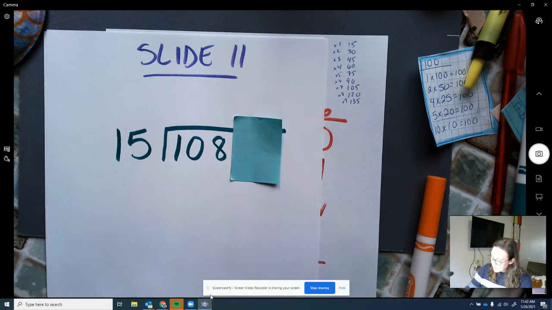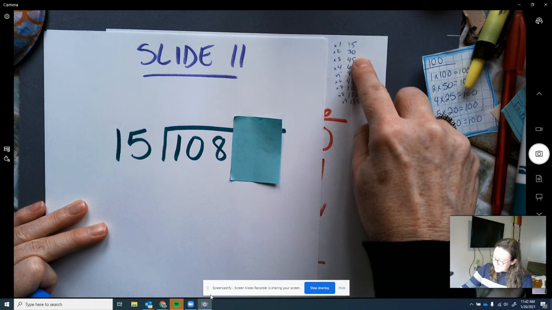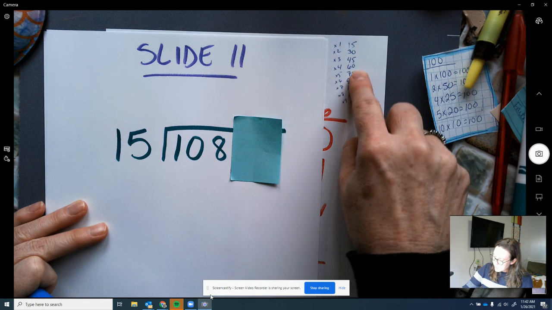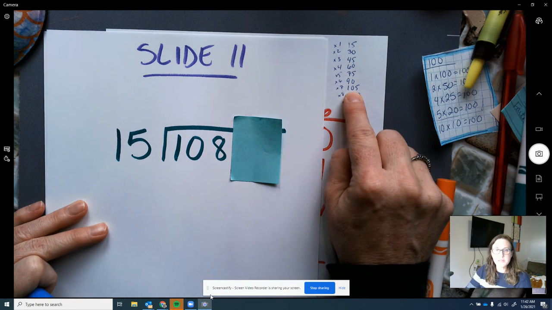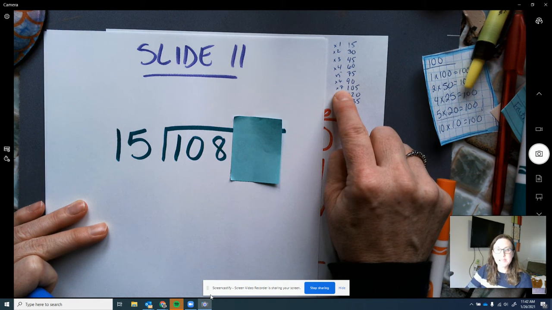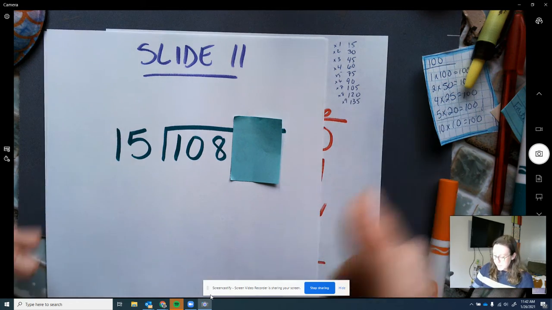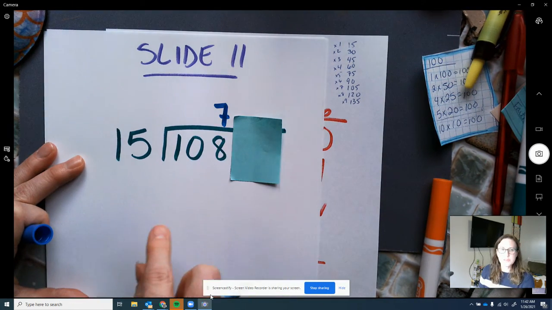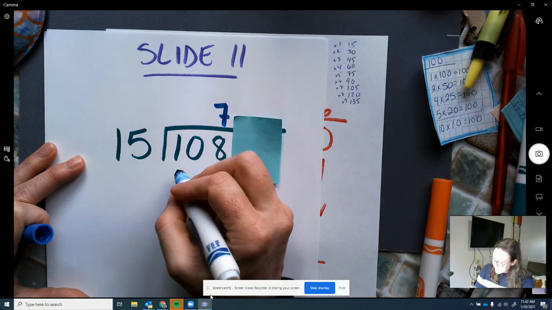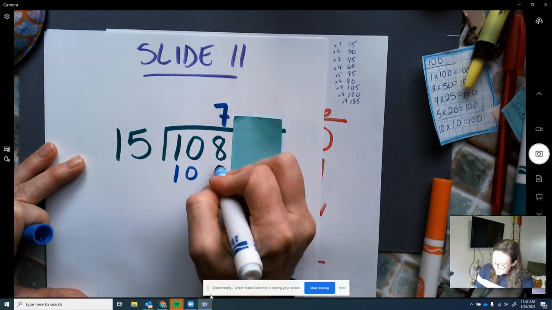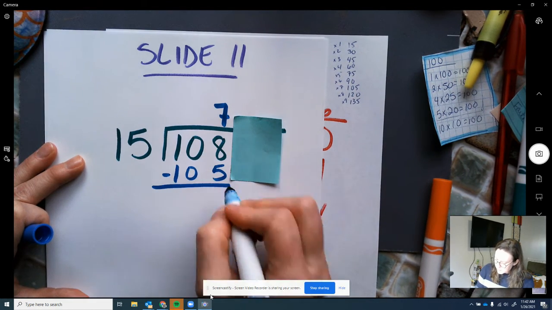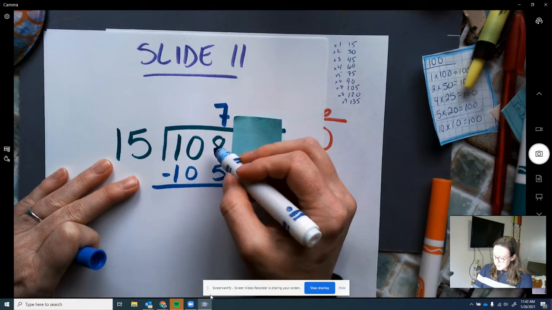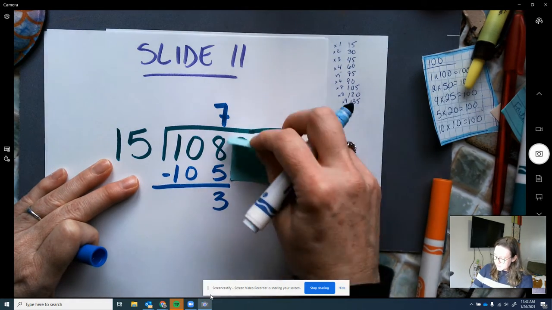In fact, I'm going to look at my cheat sheet here. Which of these numbers comes closest to 108 without going over? Well, 105 does. So I can multiply 15 by 7 and give away 105 of them. Oh, totally different color. 7 times 15 is 105. And that leaves me with 3 left.